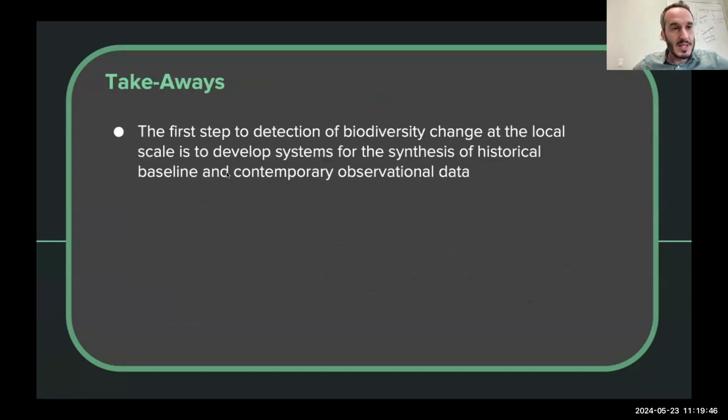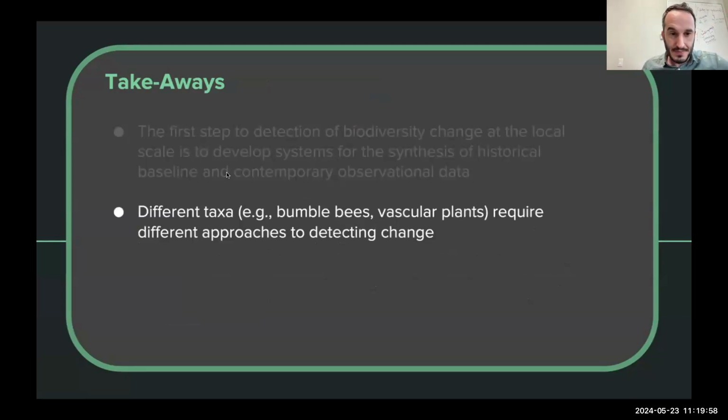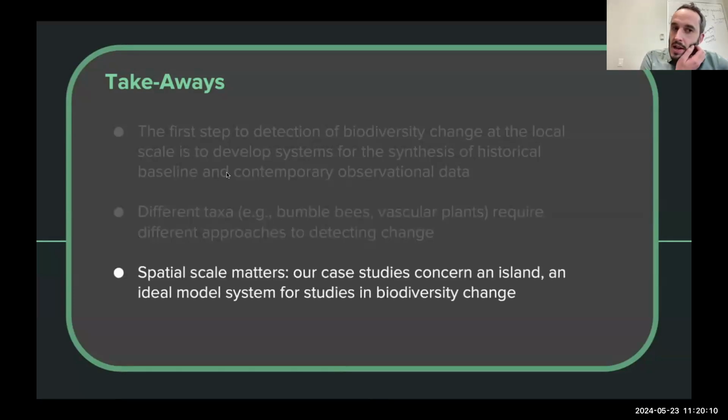So as takeaways from this presentation, the first step to the detection of biodiversity change at the local scale is to develop a system for the synthesis of historical, baseline, and contemporary observational data. Important to note, different taxa, bumblebees, vascular plants, birds, etc., are each likely to require different approaches to detecting change. Spatial scale matters, of course. Our case study concerns an island, which is a relatively ideal model system for studies in biodiversity change. But depending on the scale of your study area, whether it's open or closed to incoming species, different considerations may apply.